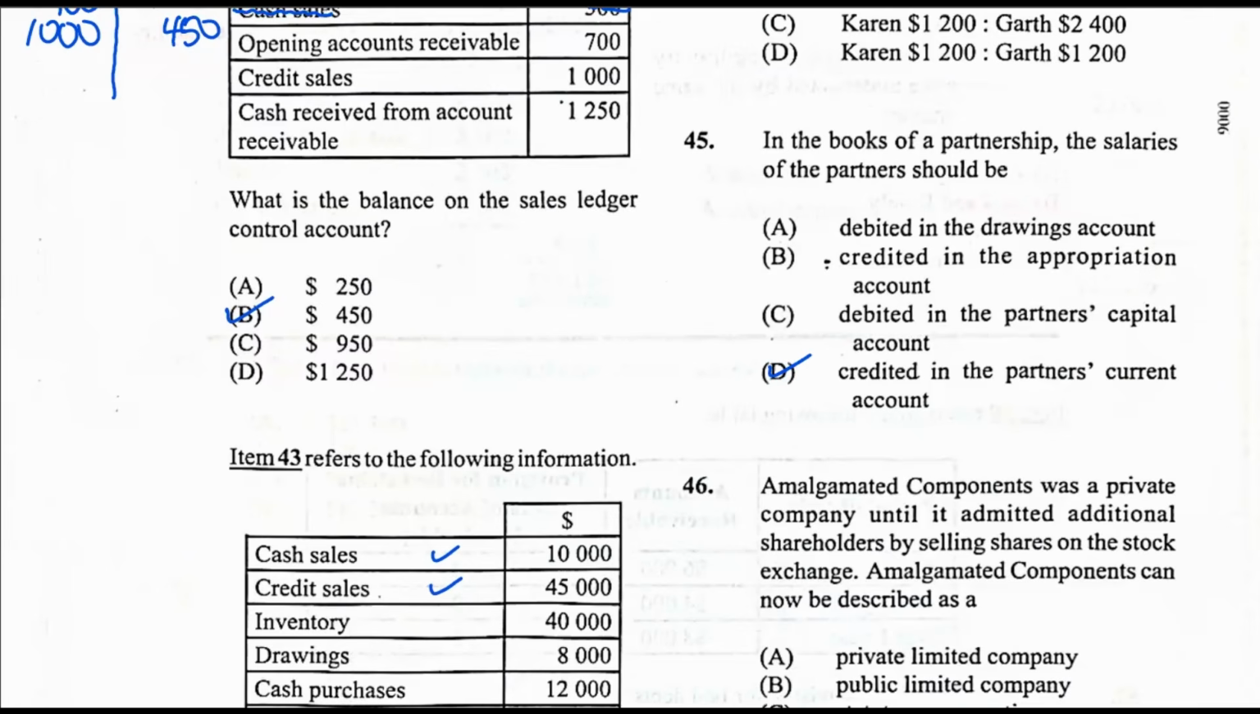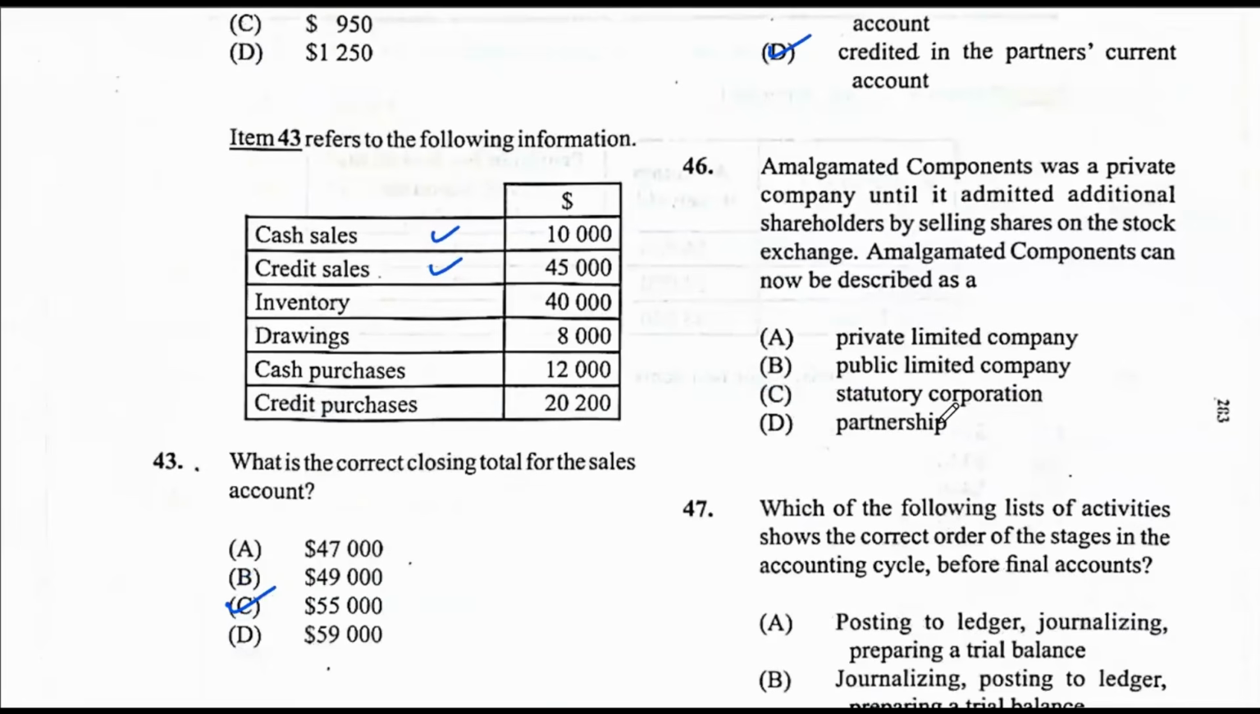So D is the best answer there. Great. Right, moving on to question 46. Amalgamated Components was a private company until they admitted additional shareholders by selling shares on the stock exchange. They can now be described as, well, since they sold shares on the stock exchange and admitted members of the general public, they will be a public limited company now.